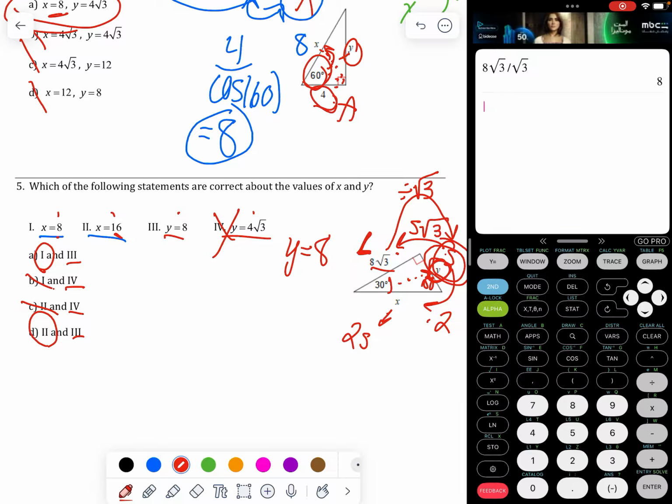16, right? Let me clear this a little bit. It's a little bit crazy. So we just found that y is 8. Well, we said before, again, don't erase yours. I just erased it so that it's not so busy on my screen.